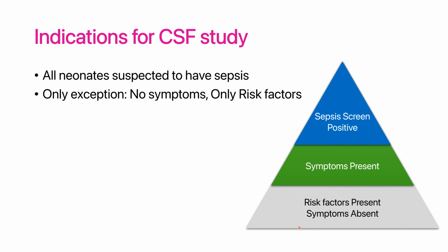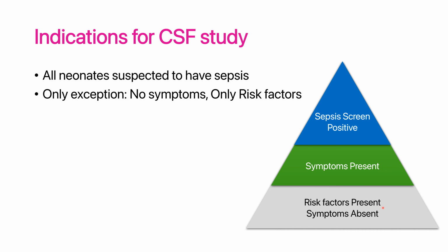That is, if a baby doesn't have any symptoms, and only on the basis of risk factors we are suspecting neonatal sepsis. For example, the baby doesn't have poor feeding, lethargy, hypoglycemia, respiratory distress, convulsion, anything, but the baby has come because of foul smelling liquor. There was one risk factor present, but the baby is completely asymptomatic. The sepsis screen is also negative, the blood culture is also negative, showing no growth. So in that case we do not need to do CSF study.